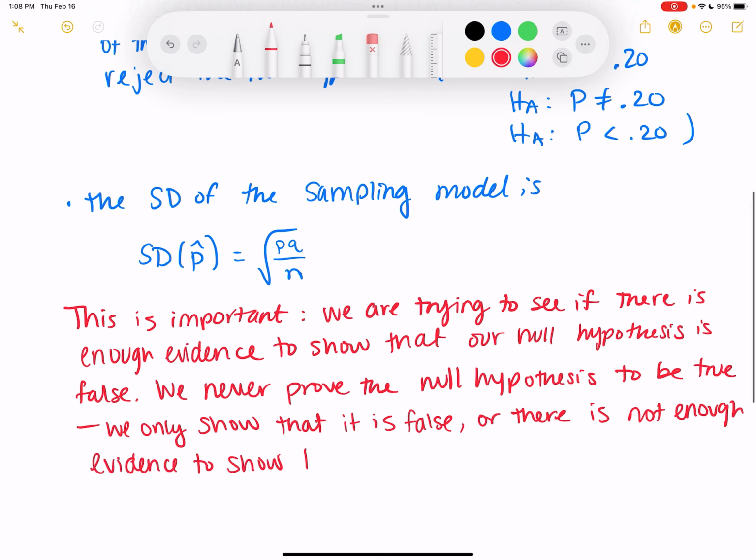So when you think about this, think guilty versus not guilty. So we either reject or we fail to reject. If we reject, then there is enough. If we fail to reject, there is not enough in terms of evidence.